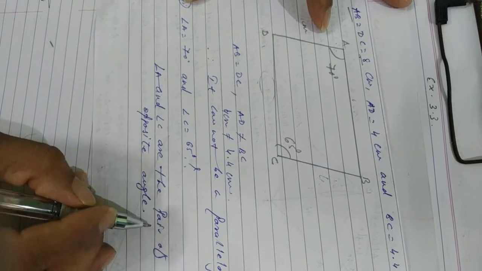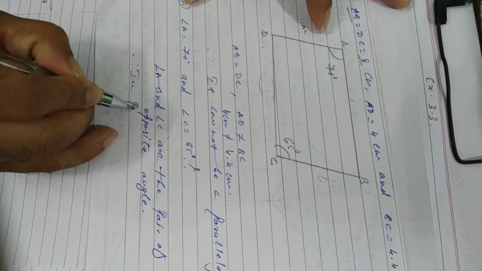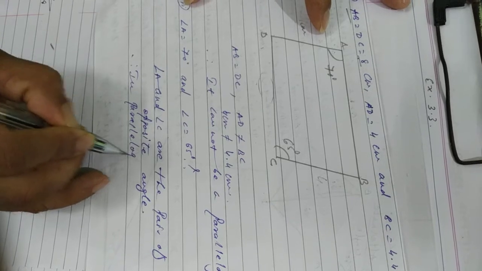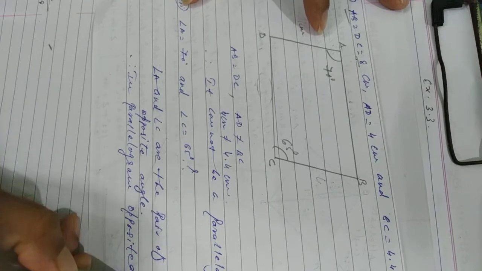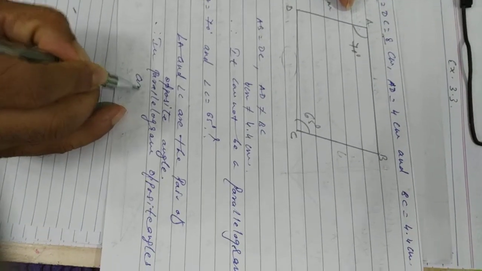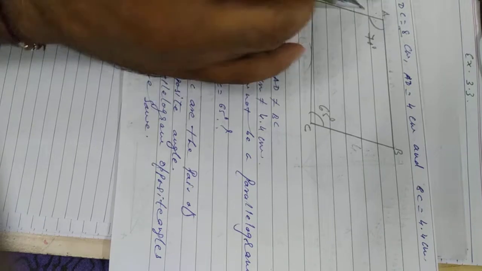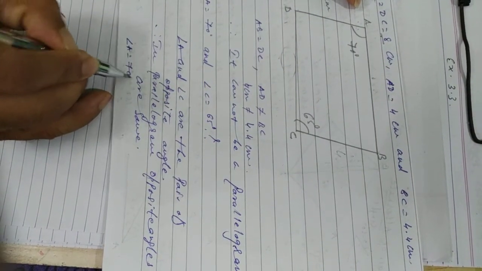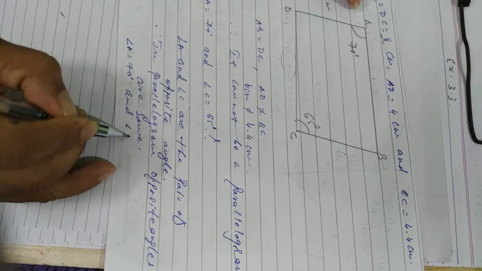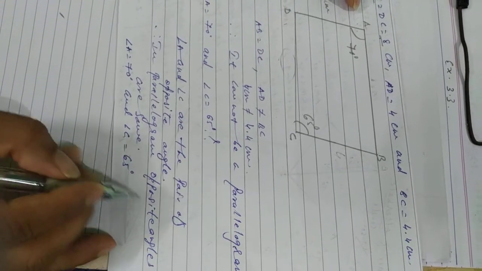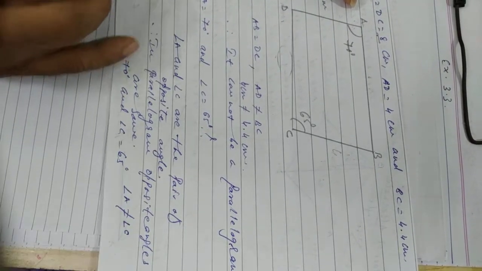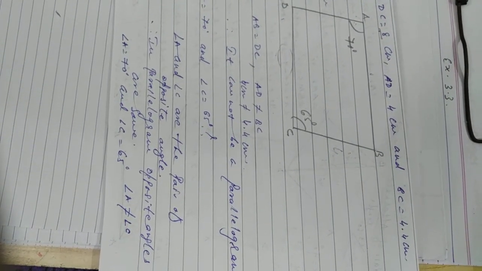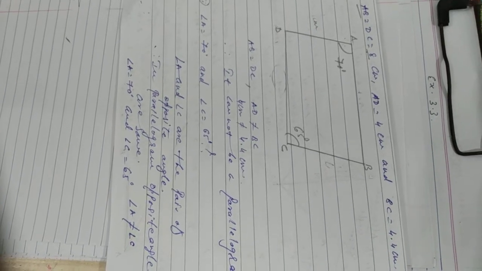And in a parallelogram, opposite angles are the same. But here angle A is equal to 70 degree and angle C is equal to 65 degree. Therefore, we can say angle A is not equal to angle C. So it is not a parallelogram. Got it? So we can say it cannot be a parallelogram. Got it? Now, let's go with the next example.